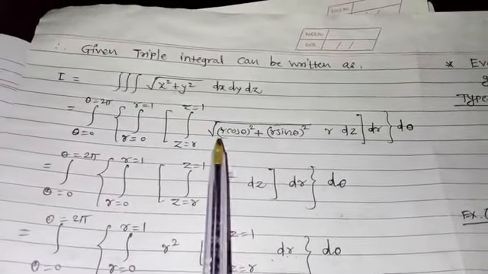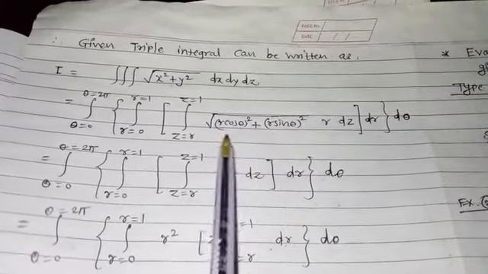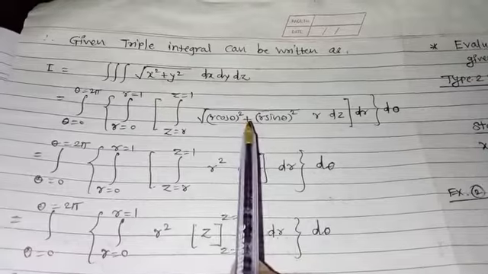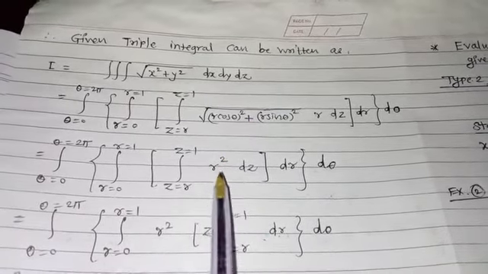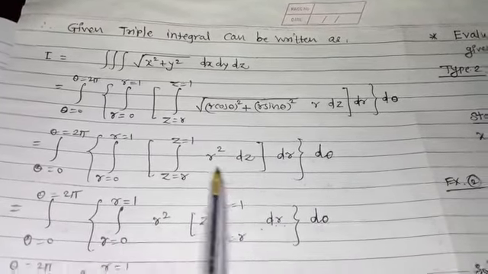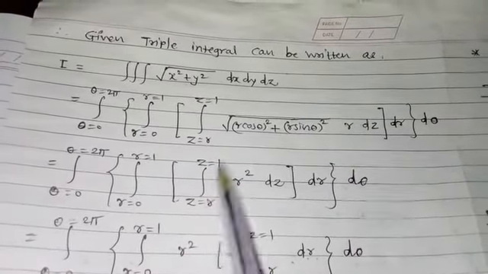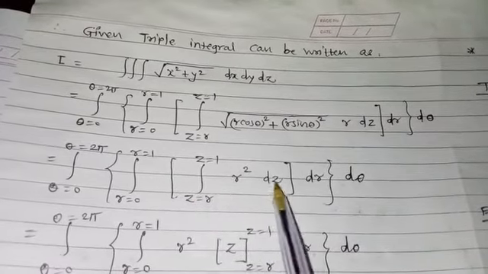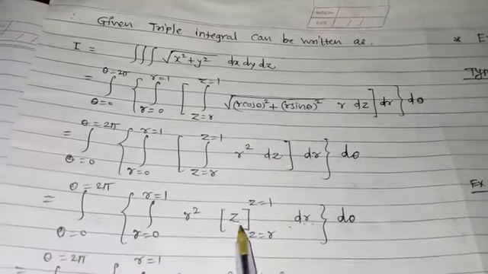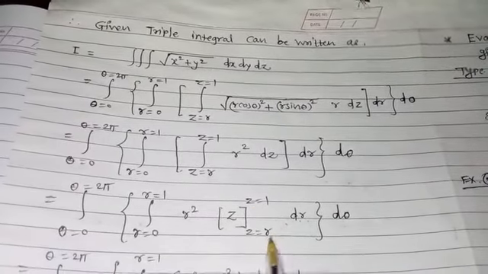After taking r square common, we'll get only cos square theta plus sin square theta remaining in the bracket, and its value is 1. So r square and its square root is nothing but only r, and this 1 r and this r is nothing but r square. So here only r square is there. First of all we are taking integration with respect to z, because the upper limit or lower limit of this inside integral is a function of r. So first of all we are taking integration with respect to z, so this r square will be constant and the integration of this will be only z, and upper limit z equals 1 and lower limit z equals r as it is.